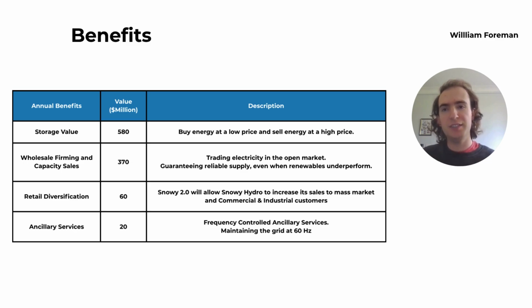The annual benefits listed here are sourced from the Snowy 2.0 Updated Business Case, which was published last year. These can be applied to both Alternative A and Alternative B. The main annual benefit comes from storage value, listed at $580 million per annum. This is effectively buying energy at a low price and selling energy at a high price. The second largest annual benefit is the wholesale firming and capacity sales, listed at $370 million. This is trading electricity in the open market, guaranteeing reliable supply even when renewables underperform.